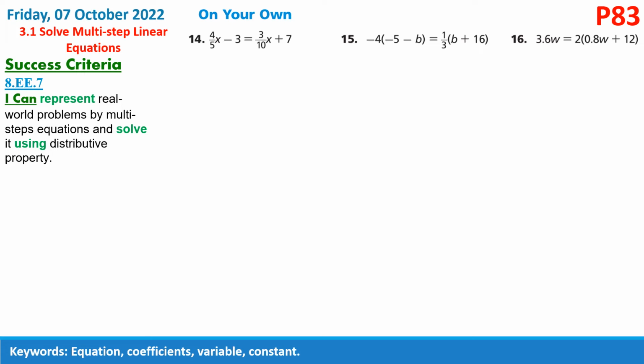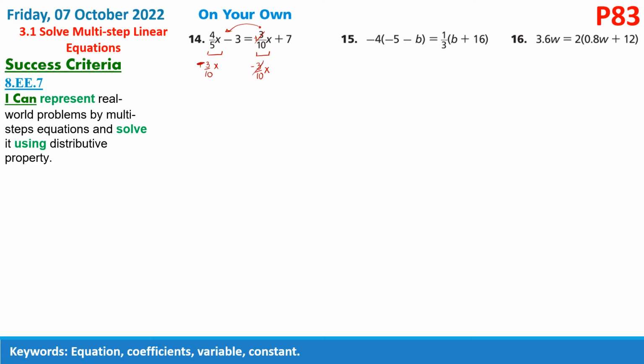Solve this question: 4 by 5x minus 3 equals 3 by 10x plus 7. First what we do, all x on one place. Okay. So bring this x to this place. In order to move it from here to here, we subtract, because here no number, no sign means plus. So we write here 3 by 10x, and here also 3 by 10x. Now this cancels, right? Here it is subtracting, so here also subtracting.